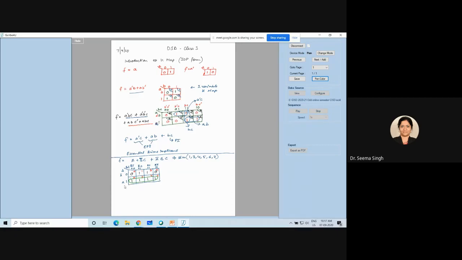For this complete row, A is common. What about columns B and C? Complete B and C is changing: B bar C bar, B bar C, B C, B C bar. So what did I tell? Whatever is changing should be dropped, and whatever is not changing should be retained. Here only A is not changing. B and C both are changing, so we drop both B and C. So this group gives me A. Are you clear?